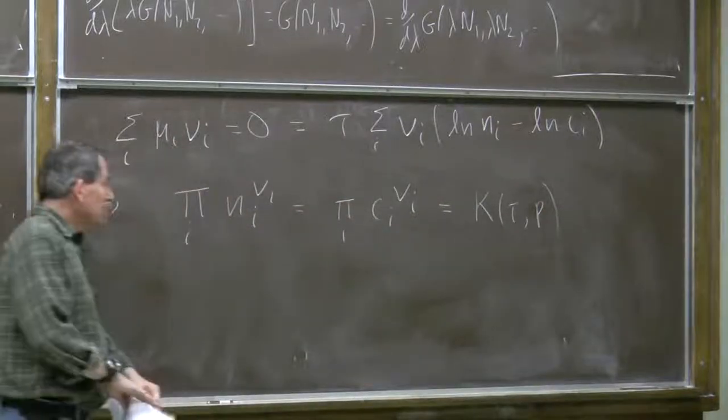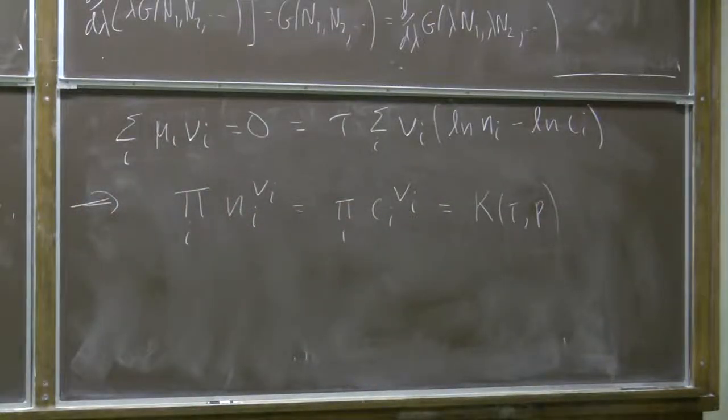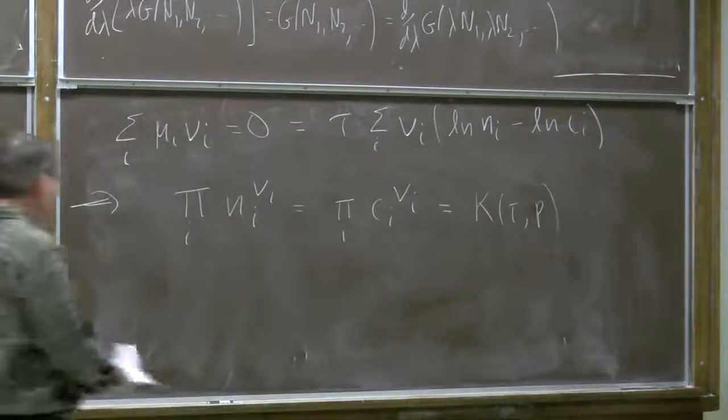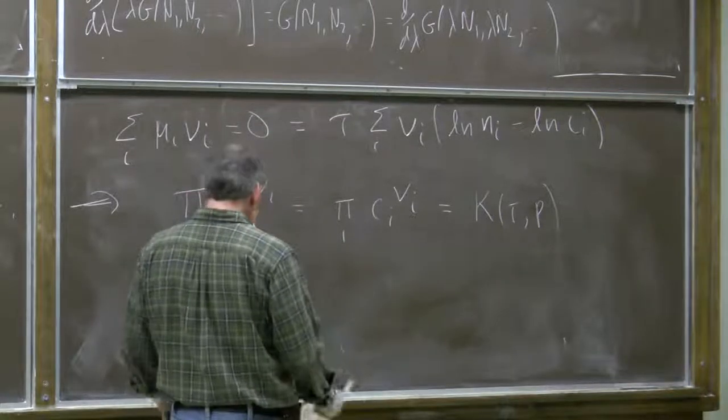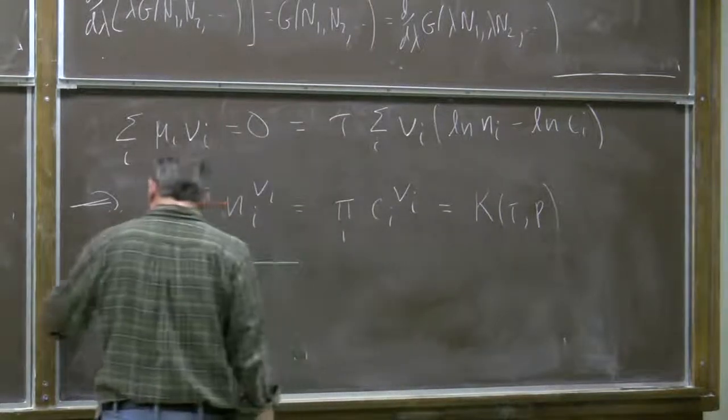But the important thing is that when we consider a chemical reaction at some fixed temperature and pressure in chemical equilibrium, this expression is a constant. And that's called the law of mass action.